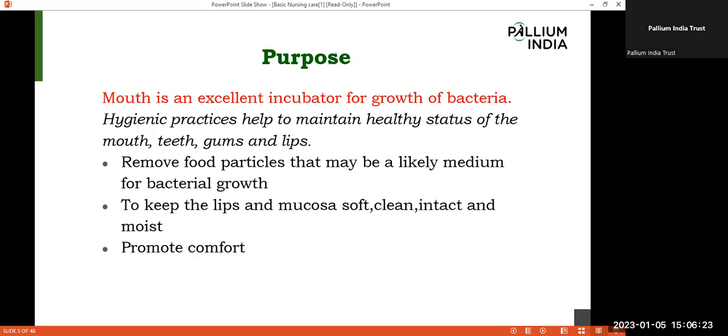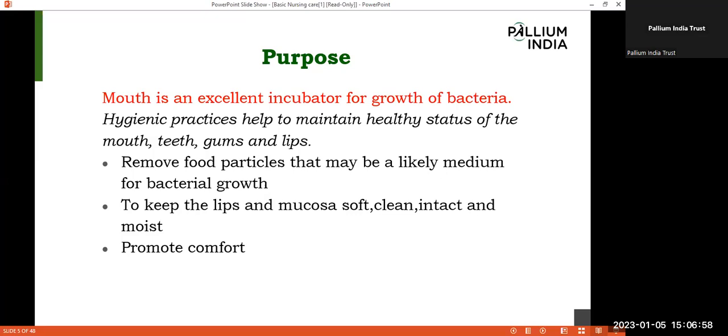Why do we need to give the oral care for the patient? The mouth is actually a medium for growth of bacteria. It is an excellent incubator for the growth of bacteria. So oral hygiene practice helps to maintain the healthy status of the mouth, gum, teeth, and lips, everything. Otherwise, inflammation and infection happening inside the mouth, in the gum, teeth, tongue, lips, at any space, will lead to problems.